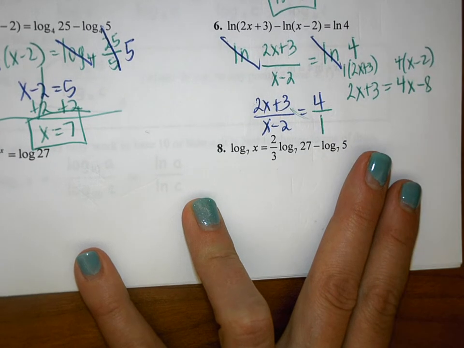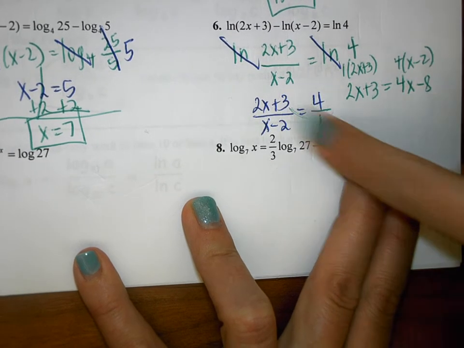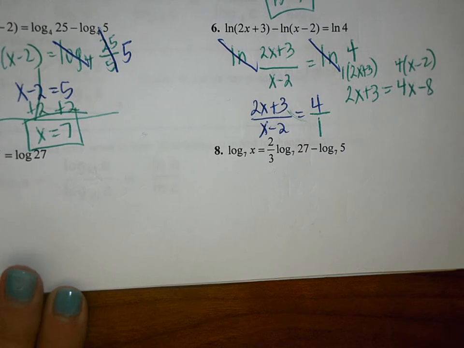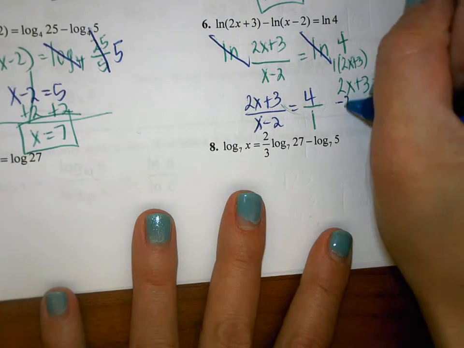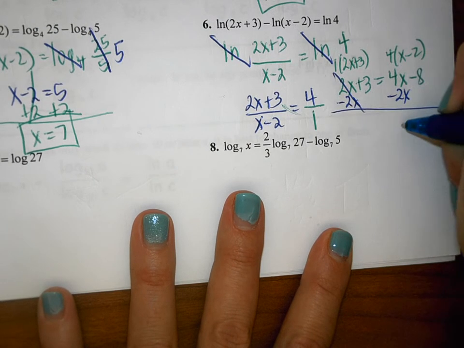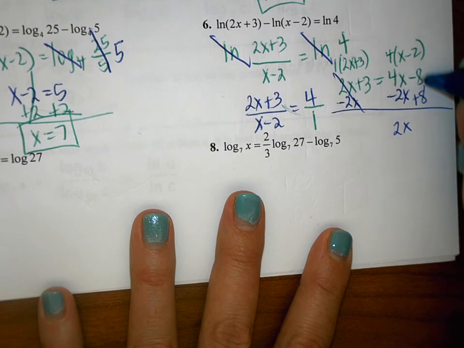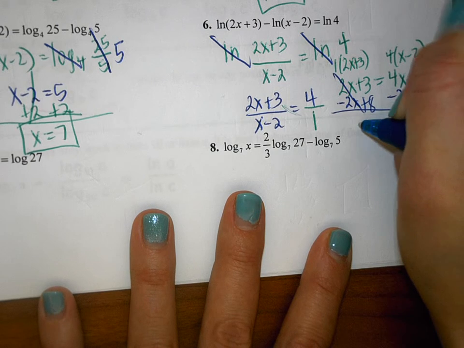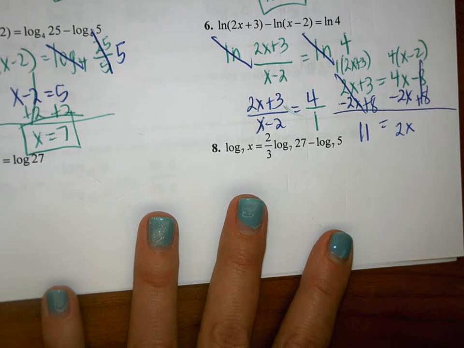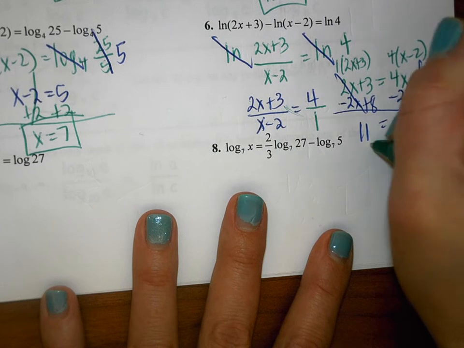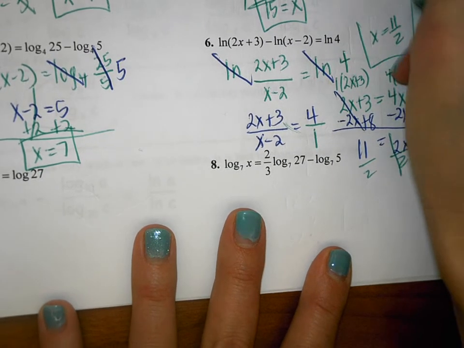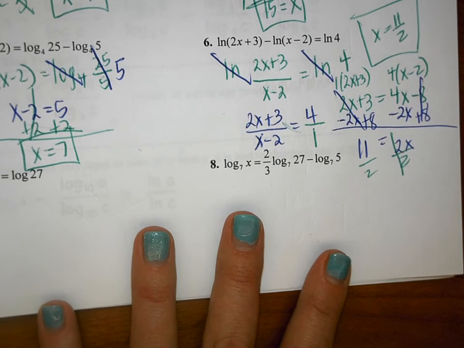Okay? But so I just cross multiplied. I multiplied 1 times the 2x plus 3, 4 times the x minus 2, and then we're going to solve. So in order to solve, I'm going to, good, subtract 2x, and that makes 2x, and then I'm going to add 8, and that makes 11. And then your last step is to divide by 2, which makes your answer 11 over 2. Okay, questions?